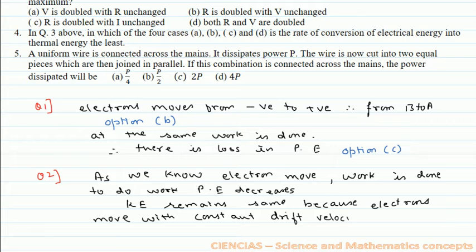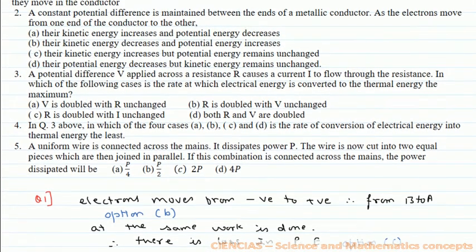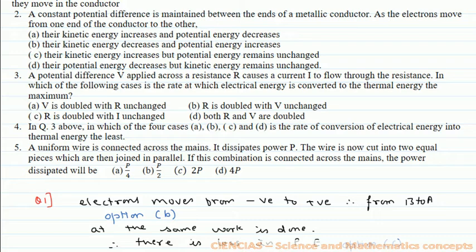So for this part of the question, option D is the correct option. So option D is the correct answer. So we see in the question now. Option D is that potential energy decreases but kinetic energy remains unchanged.